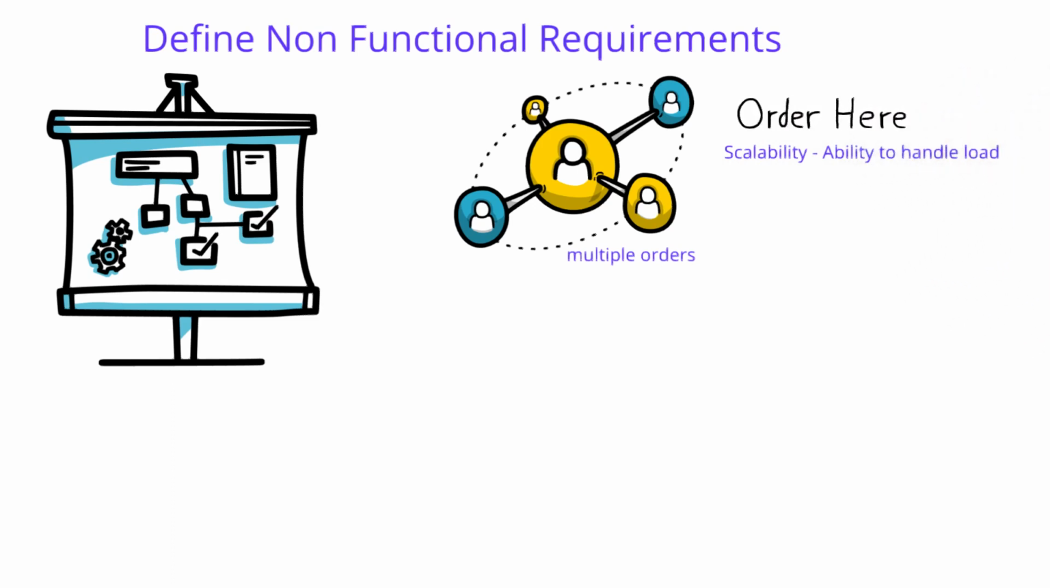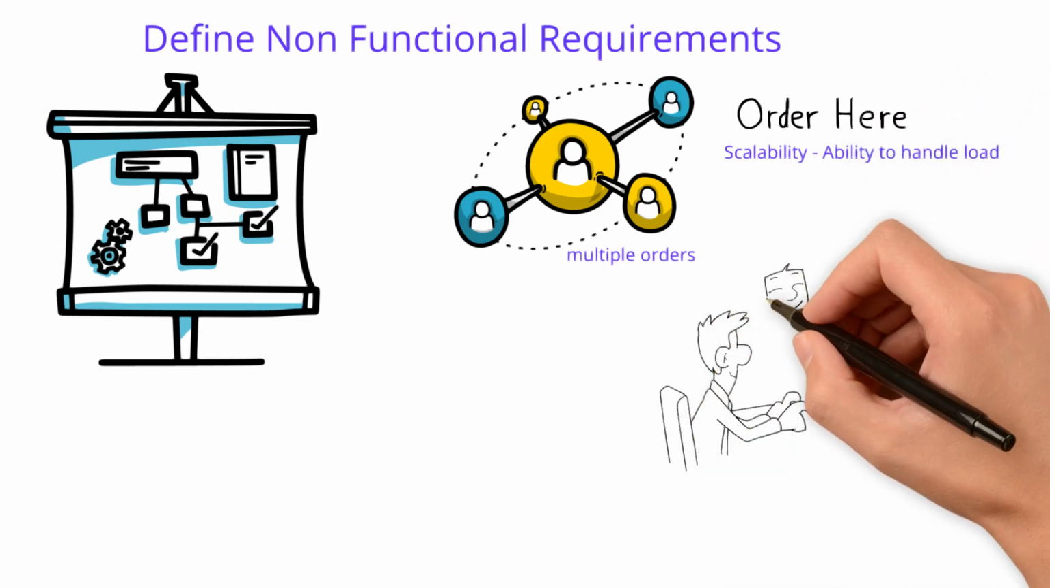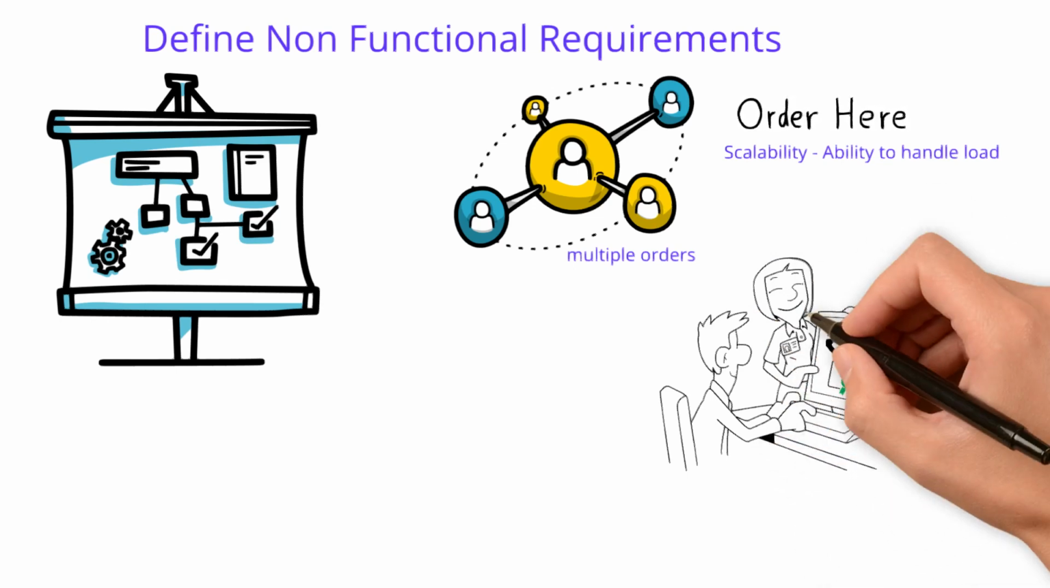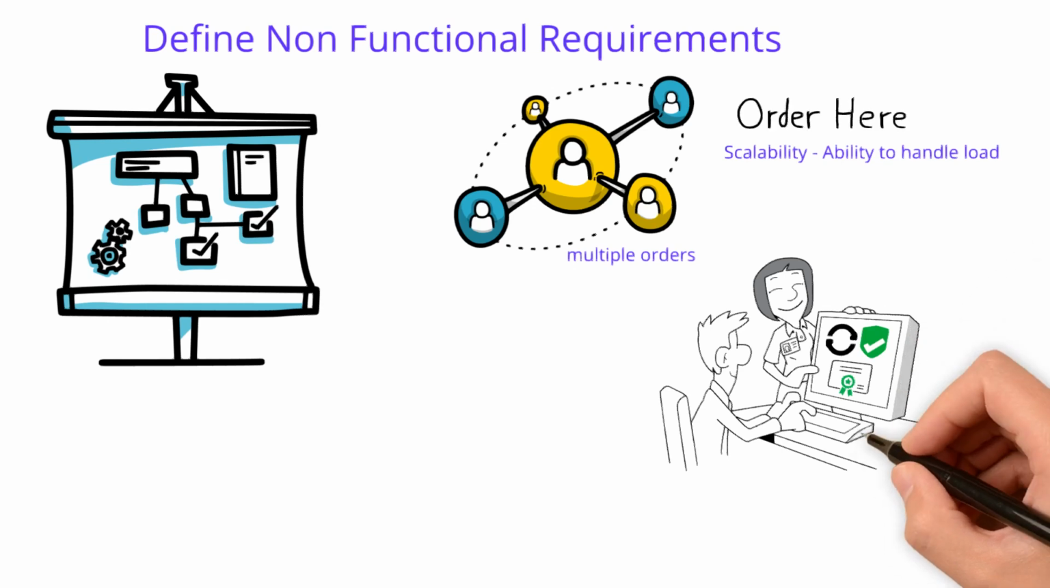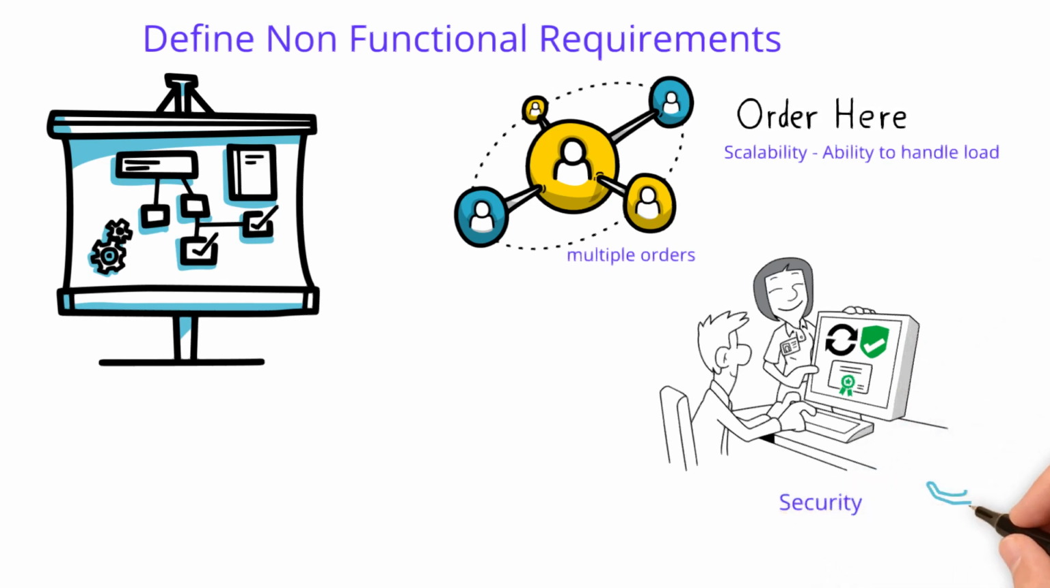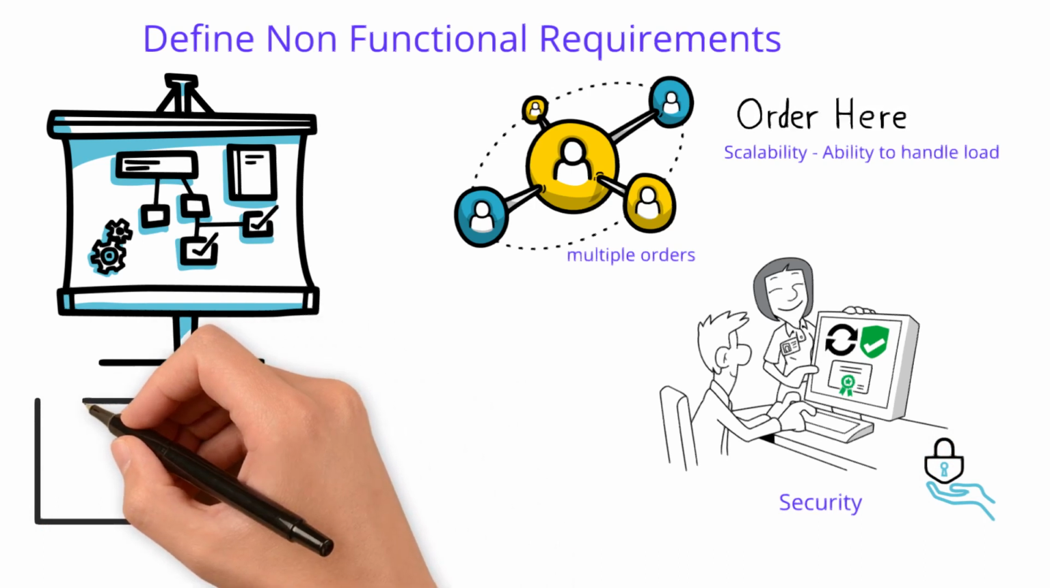But wait, there's more. We also want to make sure the website is secure and protected from any sneaky hackers who might try to steal sensitive information. We'll add some extra security measures to the website, like a digital lock and key, to keep it safe and sound. That's like adding a lock to your pizza recipe book to keep it safe from any food thieves.